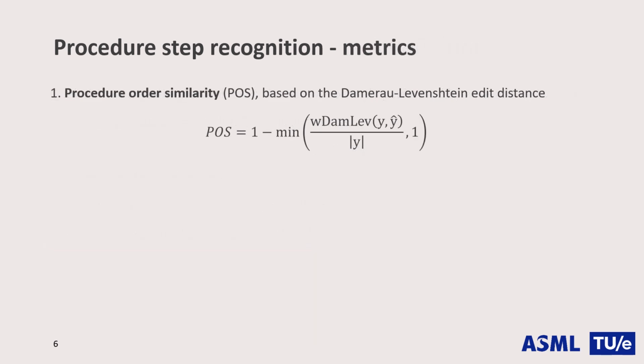In order to quantify the performance of a procedure step recognition system, we define 3 metrics. The first is the procedure order similarity, which focuses on determining the quality of the predicted order. This is based on the Damerau-Levenshtein edit distance. Then we propose to use the F1 score and the average delay in seconds.